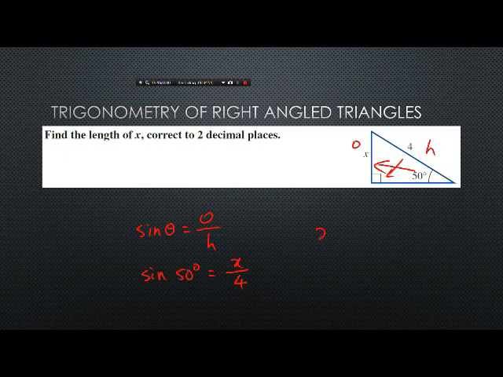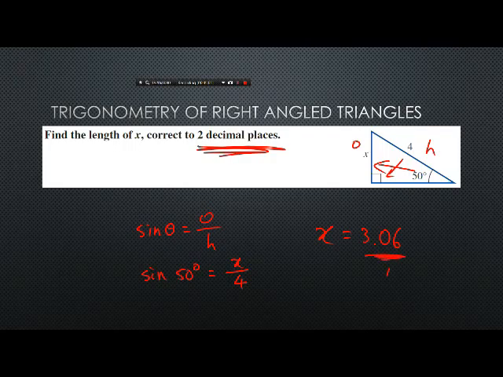So just putting the answer back onto here, x is equal to 3.06. Now this is corrected to 2 decimal places, so make sure that you only stick with 2 decimal places here.